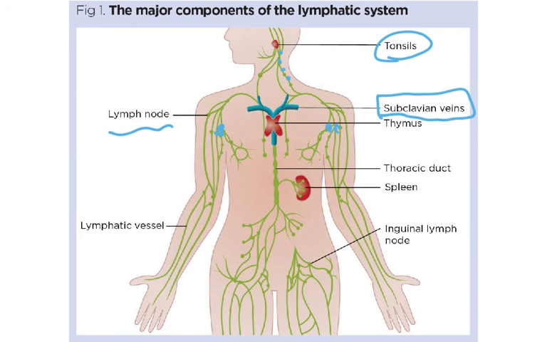Basically what you have to understand is that the tissue fluid which is unable to return comes up through another pathway and then enters the main circulatory system. So this is what I want you to know about the lymphatic system.